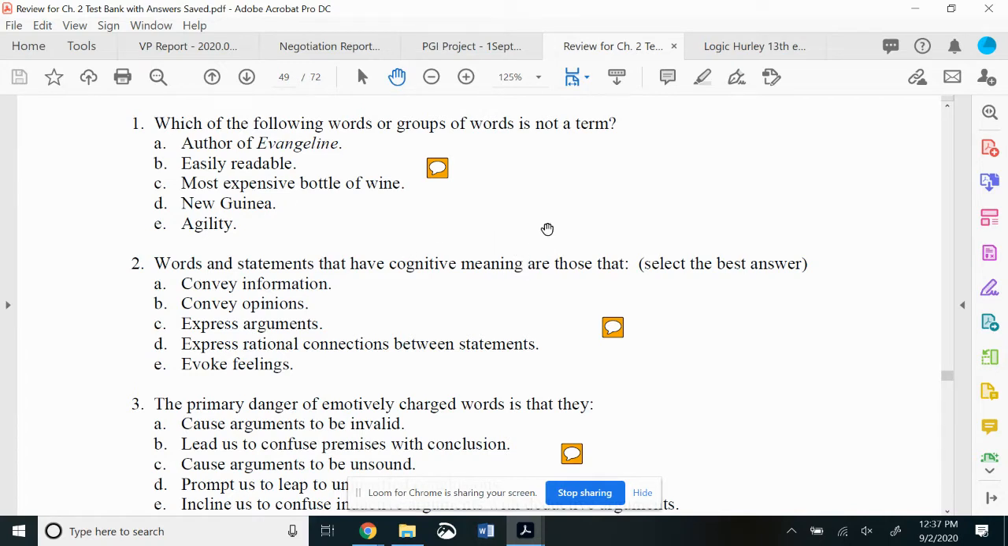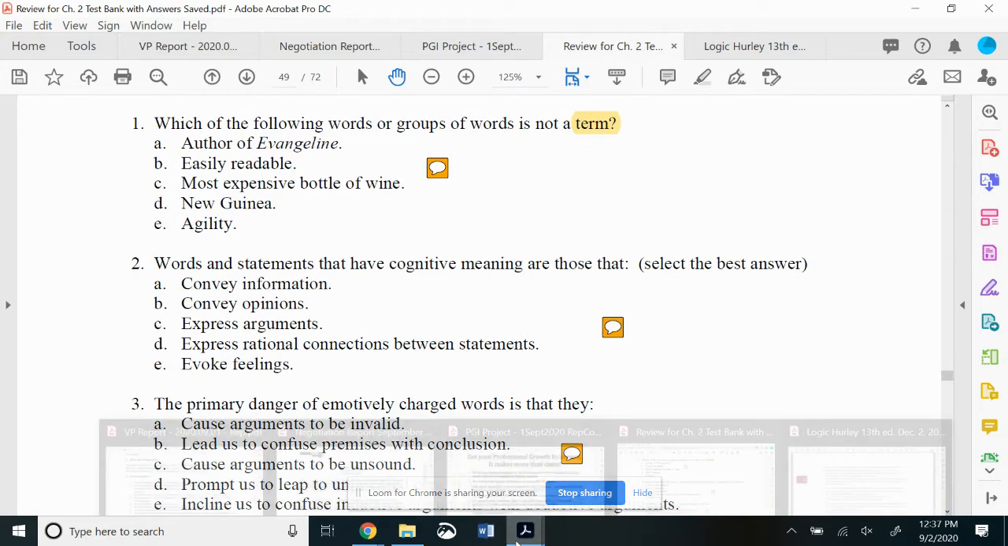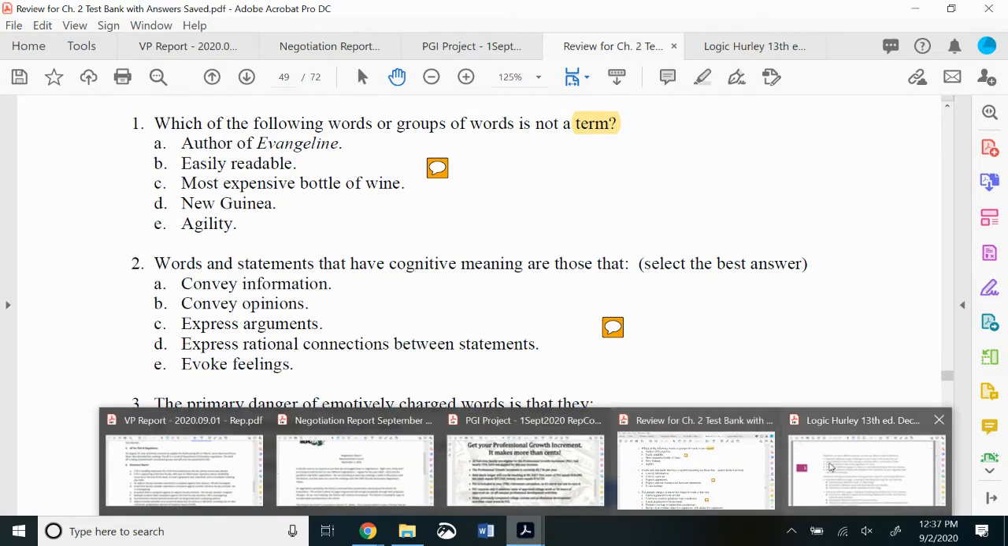So let's try number 1. Which of the following words or group of words is not a term? For this one, you have to figure out what a term is. That's back in section 2.1. And by the way, for the first few of these, I'll go real slow with training wheels, and then I'm just going to go fast, okay?